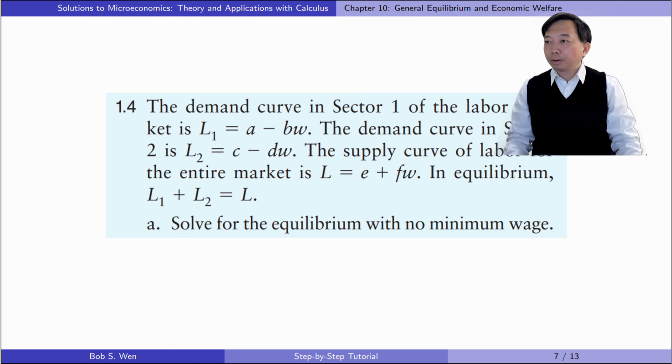Let's find answers to exercise 1.4. The demand curve in sector 1 of the labor market is L1 equals A minus B times W. The demand curve in sector 2 is L2 equals C minus D times W. The supply curve of labor for the entire market is L equals E plus F times W. In equilibrium, L1 plus L2 equals L. In part A, solve for the equilibrium with no minimum wage.